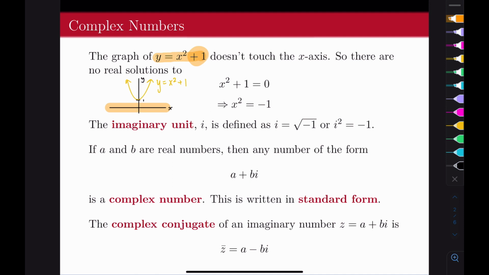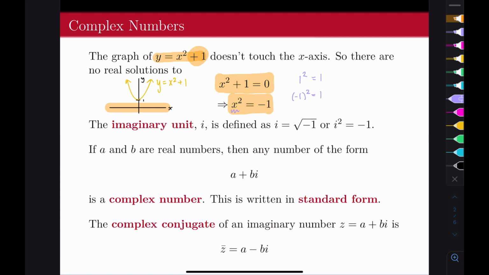Because this does not touch it, we have no real solutions to x squared plus 1 equaling 0, which is exactly the same thing as saying if I take x squared, it's never going to equal -1 for a real number. Because think, if you have a positive number, like 1 squared is 1, -1 squared is still +1. I will never take a number, times it by itself, and get something negative for real numbers. So this is why the imaginary unit needed to be defined.